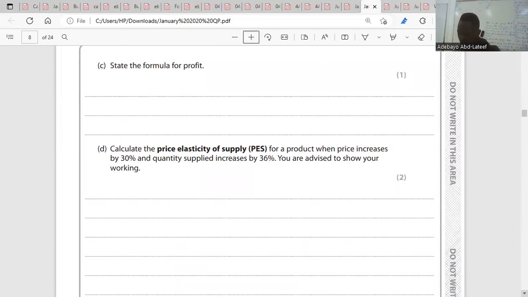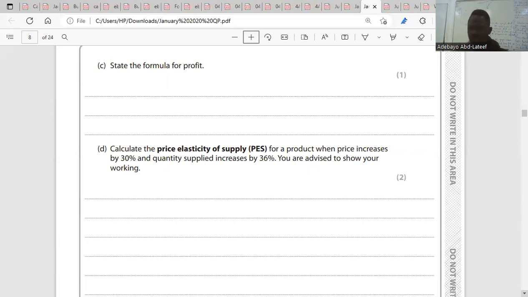He said, state the formula for profit. Remember we said profit is what? Total revenue minus your total cost. Total revenue minus total cost. That means profit is TR minus TC. Is it clear? We move on.